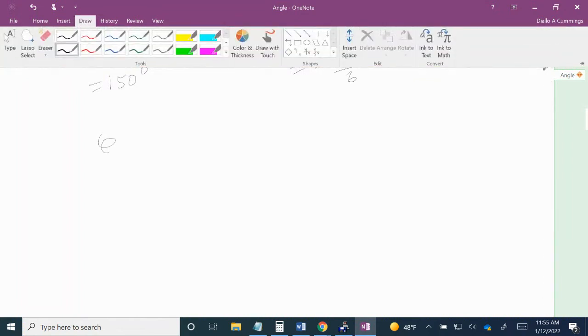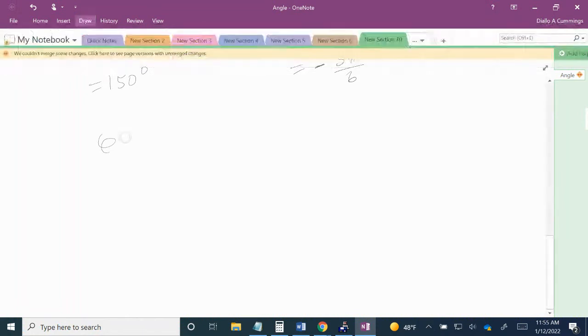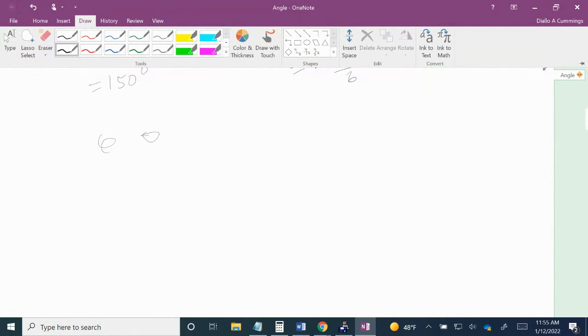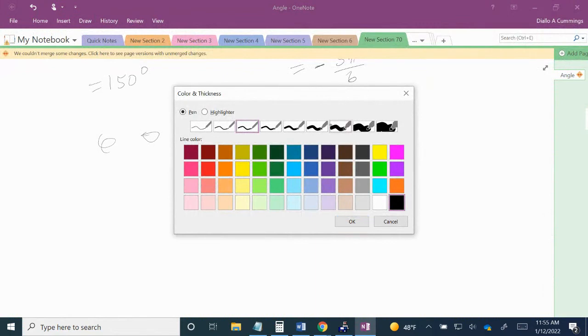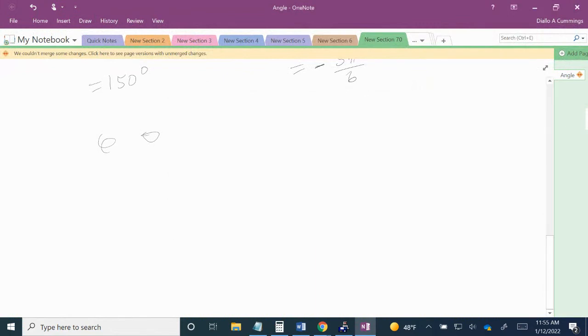Okay, and I believe there is a way to make my pen a little bit darker. I don't know why it lightened up. Okay, I will have to figure that out later. Okay, I think that did it.